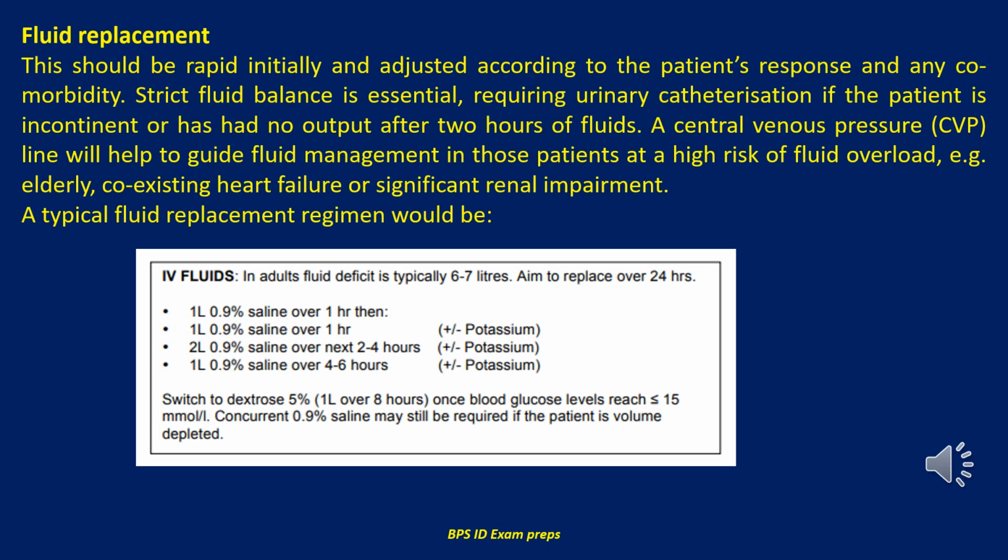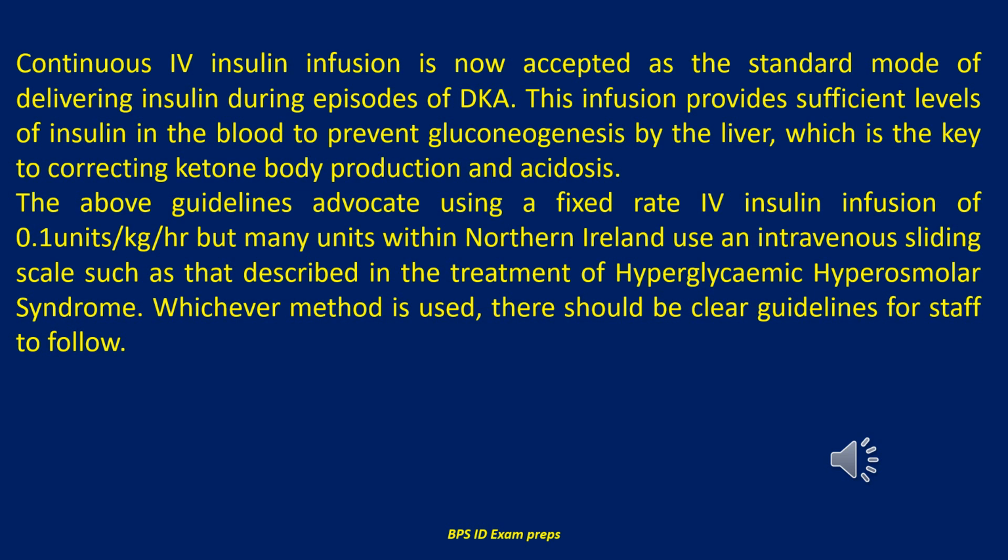A typical fluid replacement regimen would be as illustrated in the table below. Pause the video and carefully scrutinize the table before advancing to the next slide. Continuous IV insulin infusion is now accepted as the standard mode of delivering insulin during episodes of DKA. This infusion provides sufficient levels of insulin in the blood to prevent gluconeogenesis by the liver, which is the key to correcting ketone body production and acidosis.